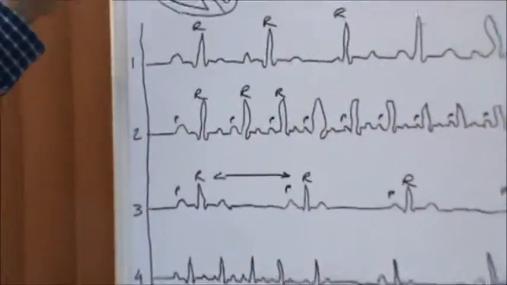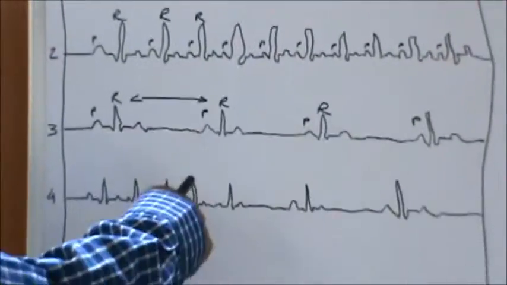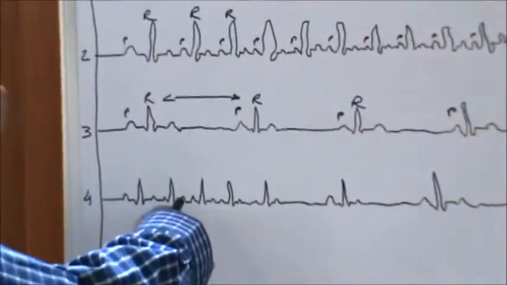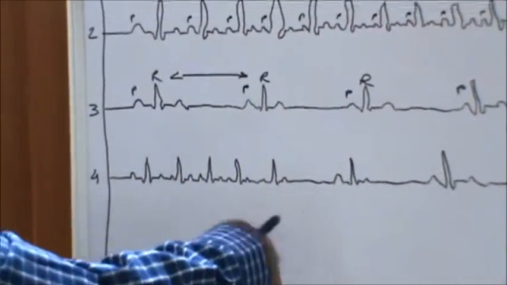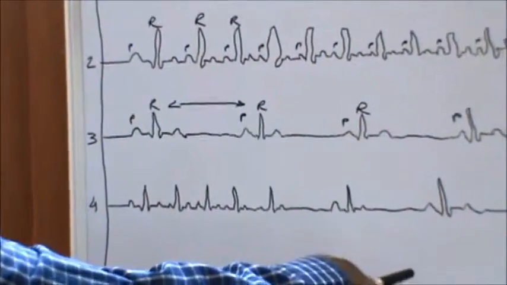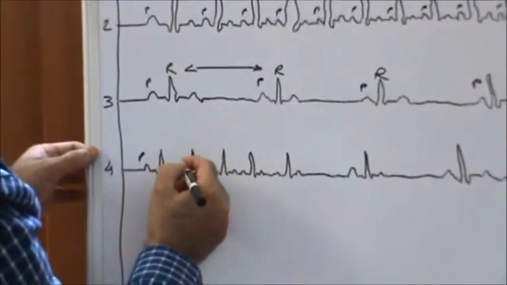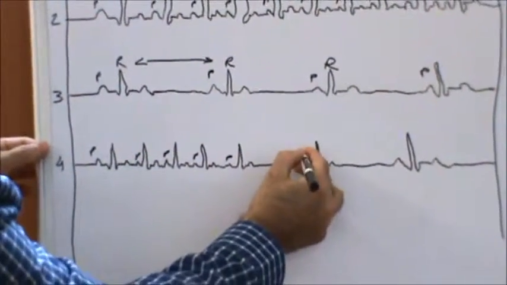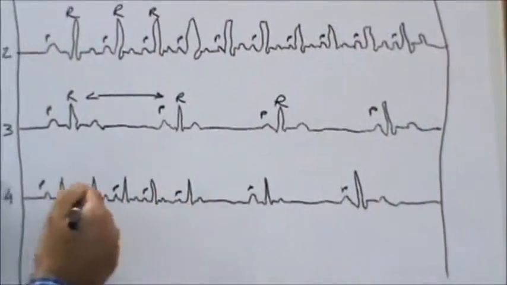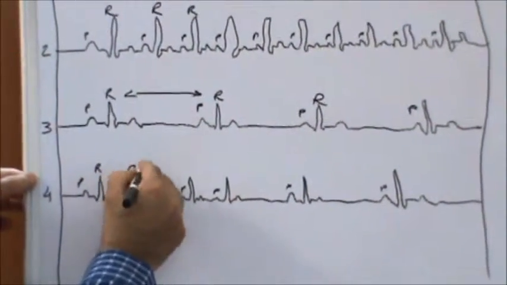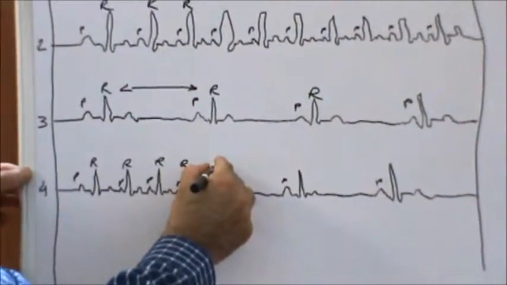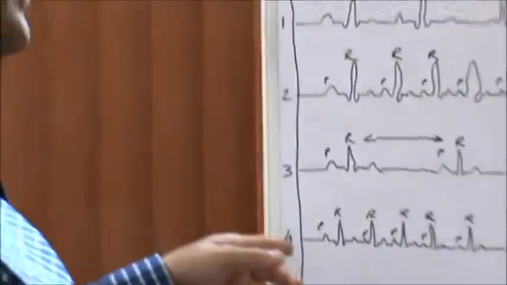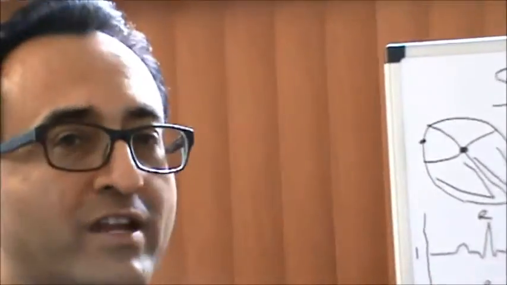So this one is sick sinus syndrome, tachy brady syndrome, because the SA node is causing such irregularities, either firing rapidly or firing slowly, that is causing tachy, the faster, and brady, the slower. And you could see the P and you could see the R. Okay, simple, easy to understand.